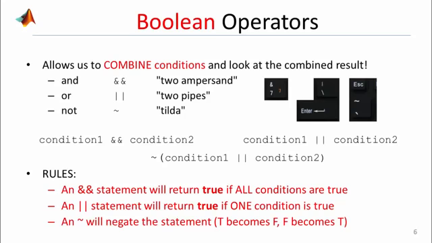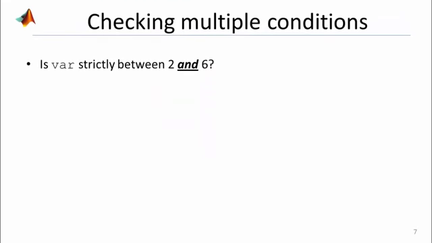Let's go quickly to examples. Is the variable strictly between 2 and 6? Even if we say it in English, we have the words: 2 less than the variable and the variable less than 6. So we want to check two conditions.